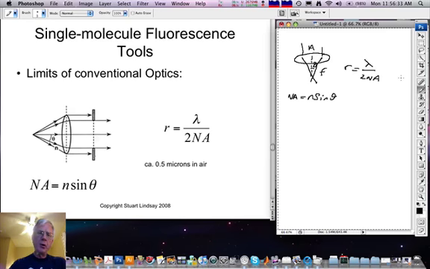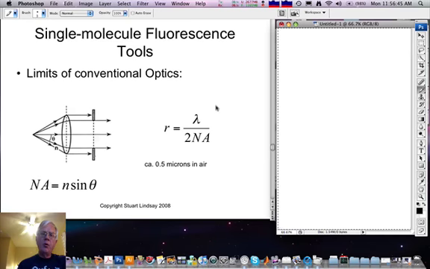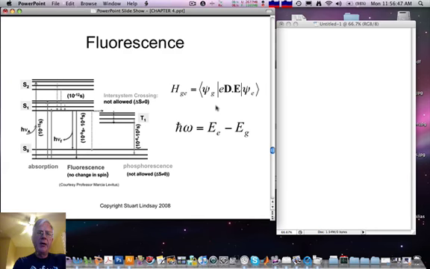By using blue light, very high refractive index medium, and the largest possible numerical aperture, it's possible to get down to maybe 100 nanometers or so. So what about fluorescent techniques and how do they work? Let's backstep to describe the process of fluorescence.